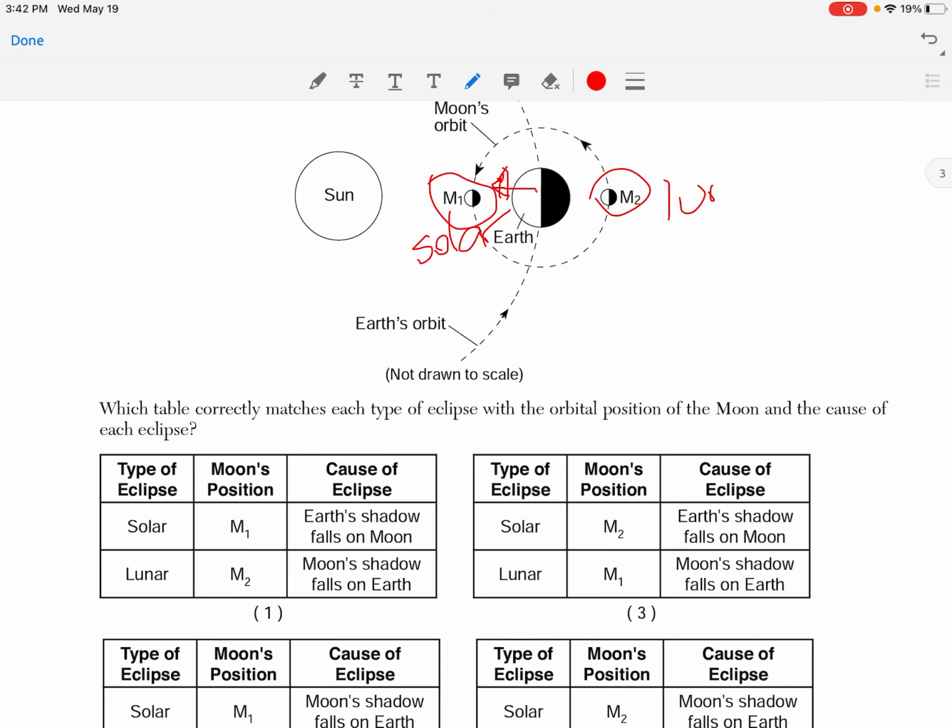Whereas on the opposite side, over here at M2, that would be a position called a lunar eclipse, because now the Earth is in the way, the Sun is shining from over here onto the Moon, but the Earth is in the way, and therefore it's blocking the light out. And so that would be a lunar eclipse. So that narrows down our choices.